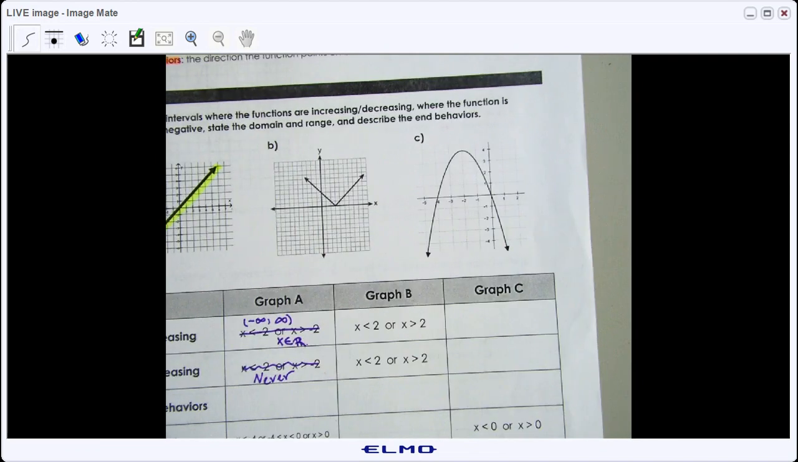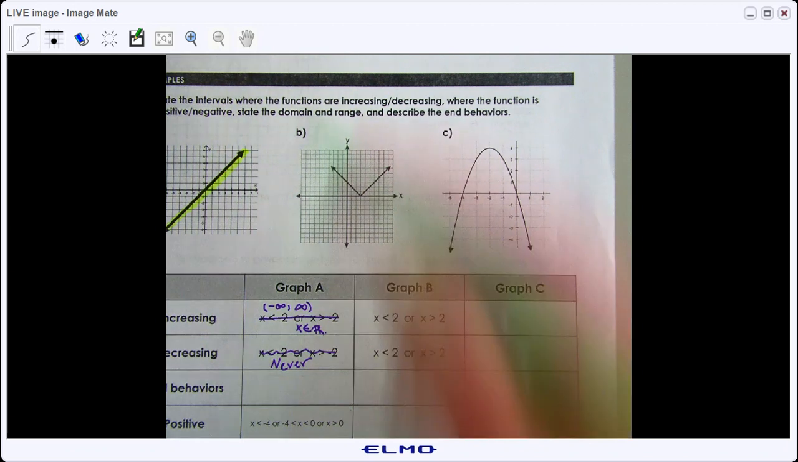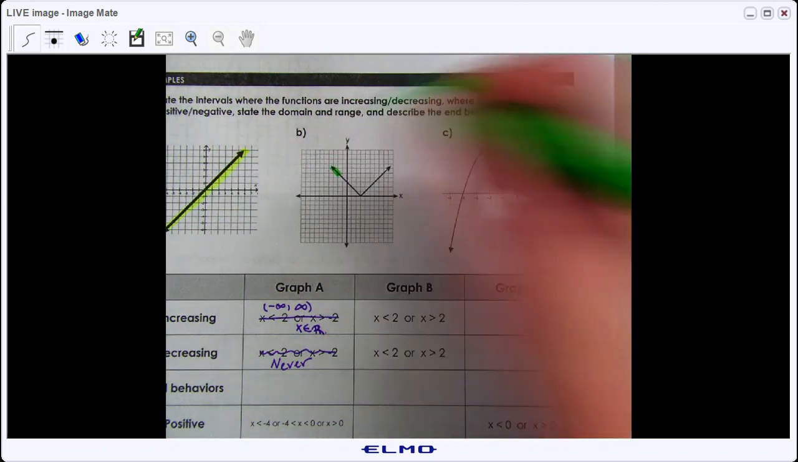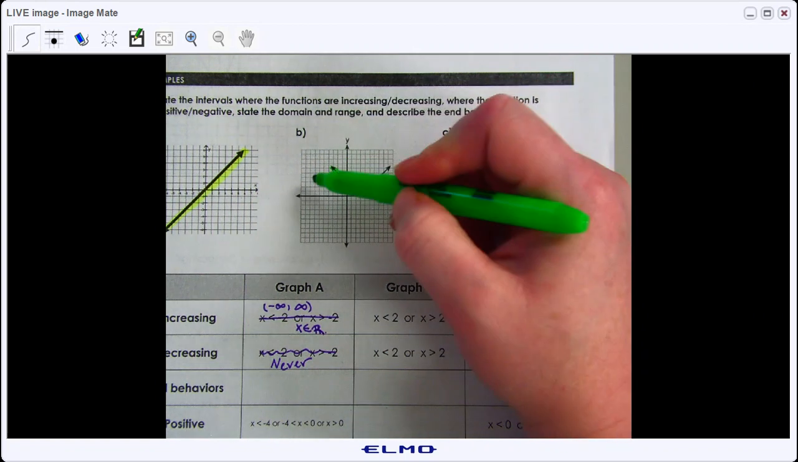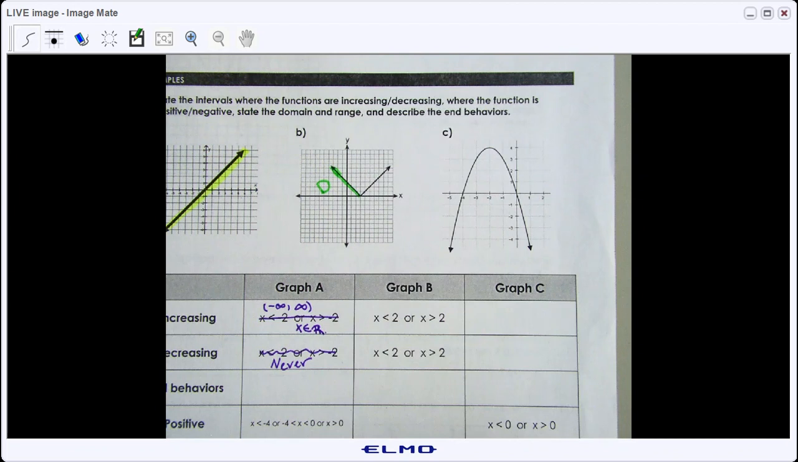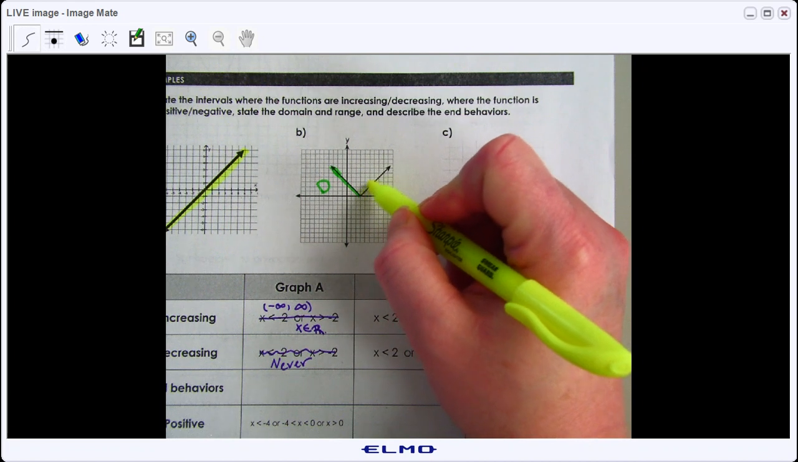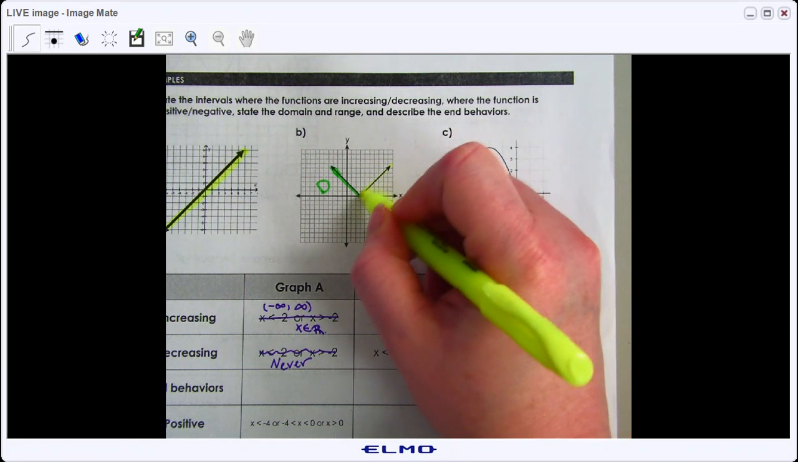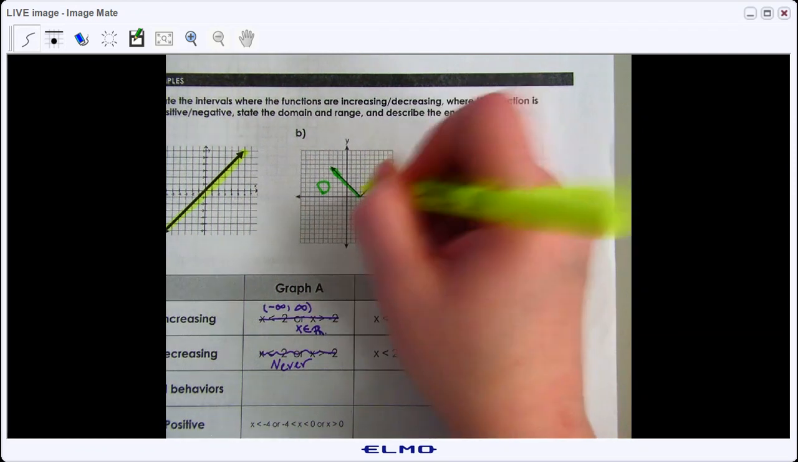So let me take a look at the next one. Let's continue working with the increasing, decreasing part. The first part of my graph for letter B, if I follow it with my highlighter from the left, is decreasing. So I'm going to write a letter D. As I go from the left, I first start decreasing, and then my graph switches from this point on, and now it's increasing. So I'm going to put a little I there.